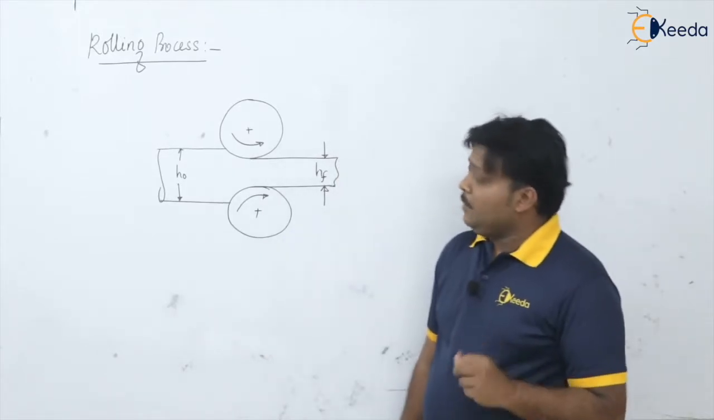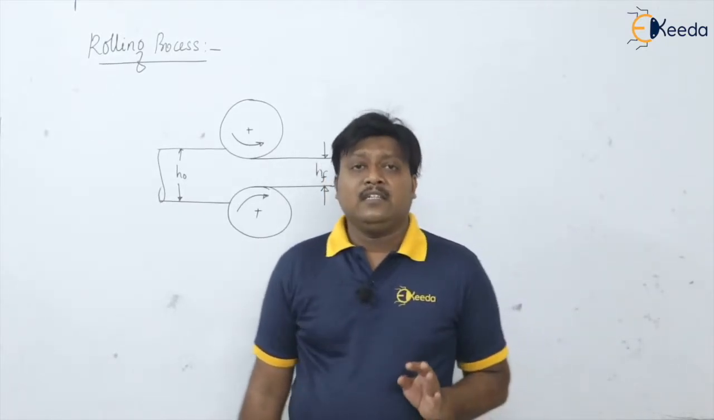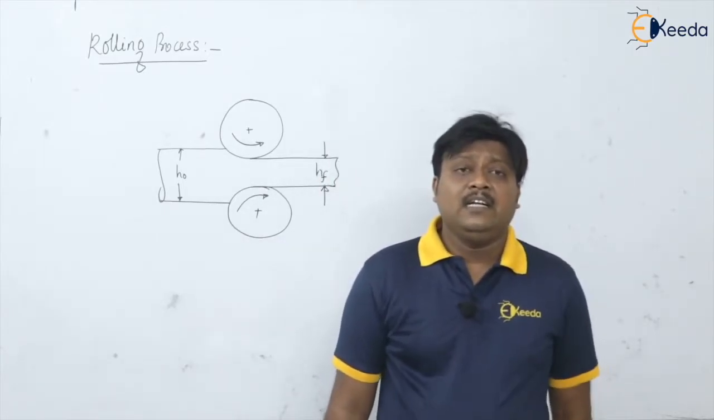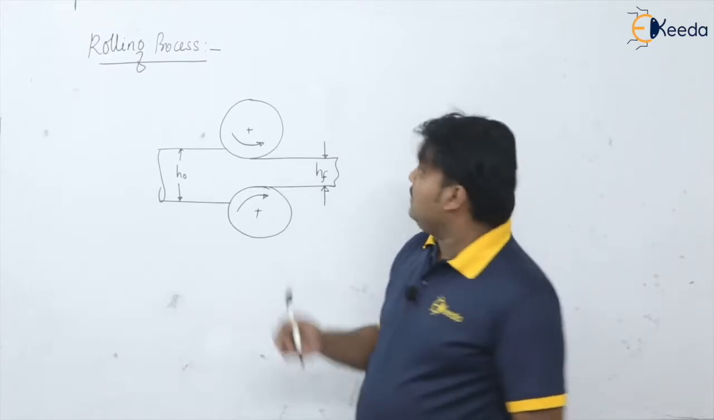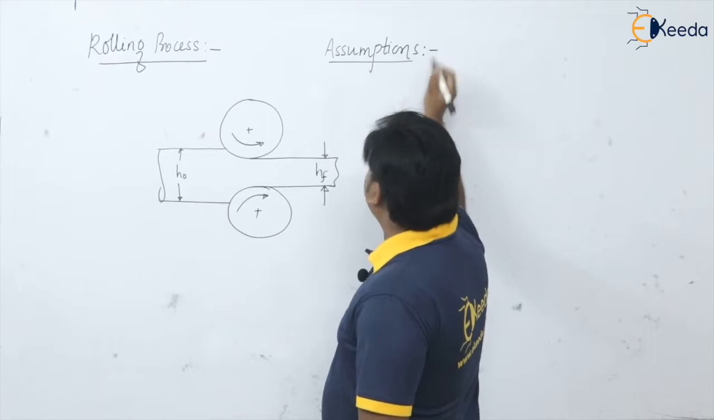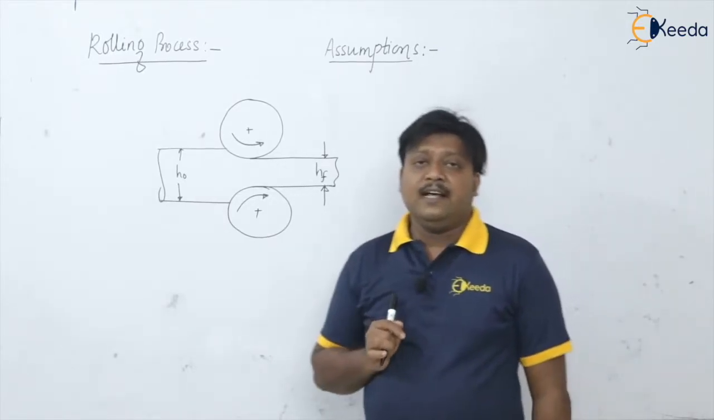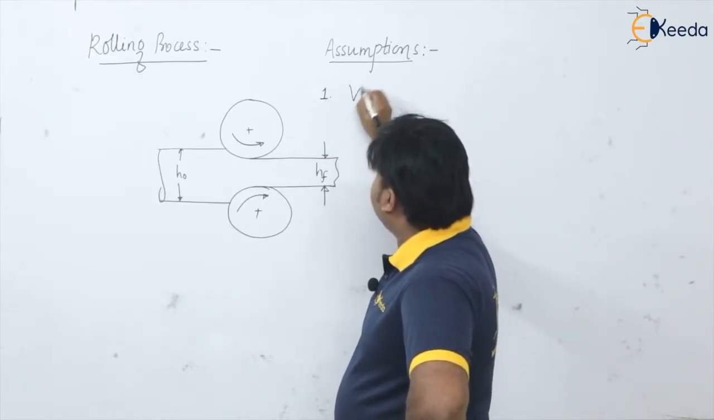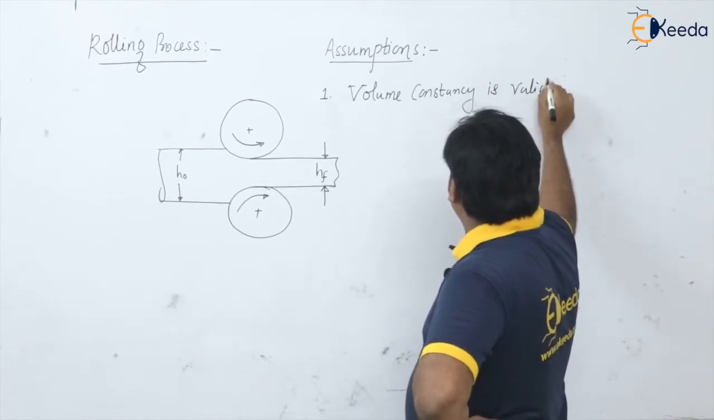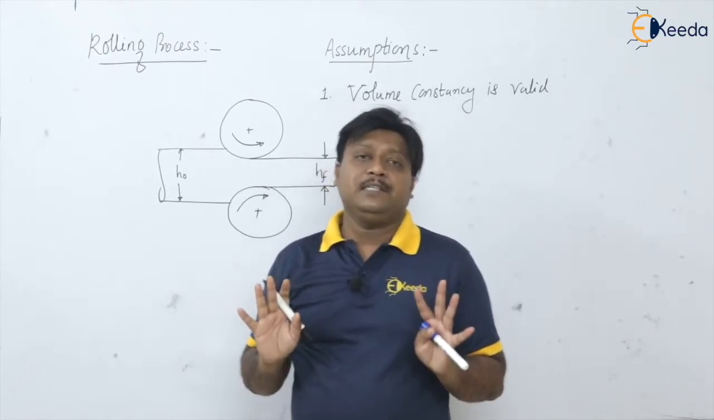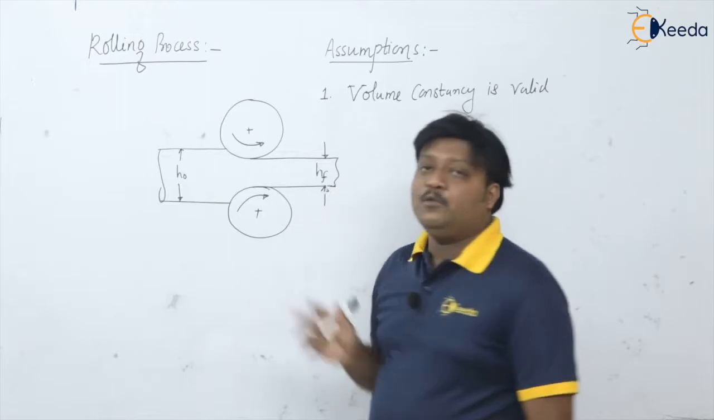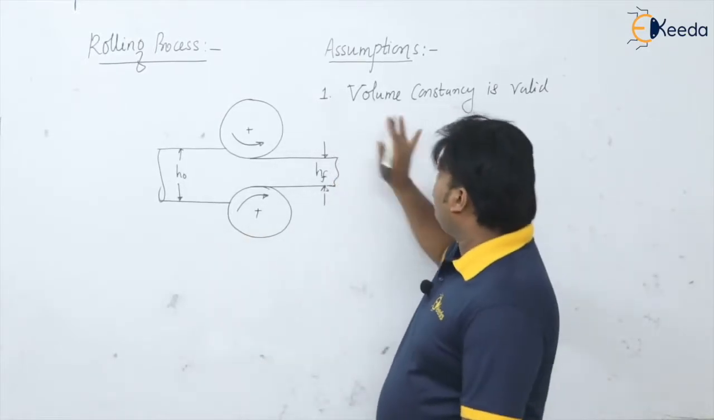Before going into the detailed analysis or mechanics of rolling, let us have some assumptions in this process. What assumptions are we going to make first? We will proceed further with those. So I will write the assumptions here. These assumptions are required to analyze the mechanics of the rolling process. The first assumption is very simple, because it's a forming process: volume constancy is valid. The volume of the material before and after the process is the same, or the volume flow rate is the same. The initial volume will be the same volume at the exit. So volume constancy is valid.